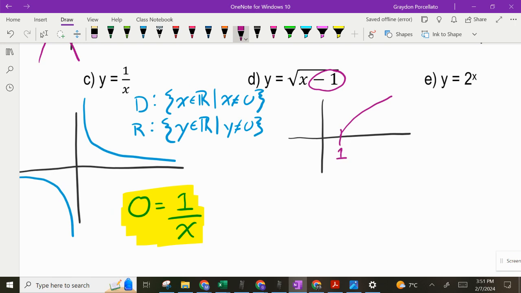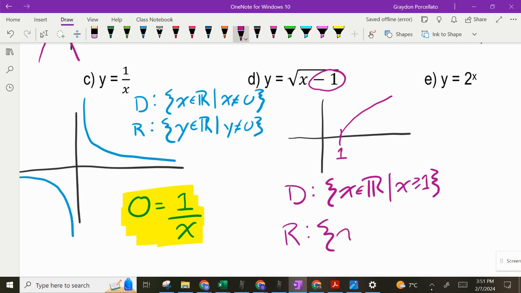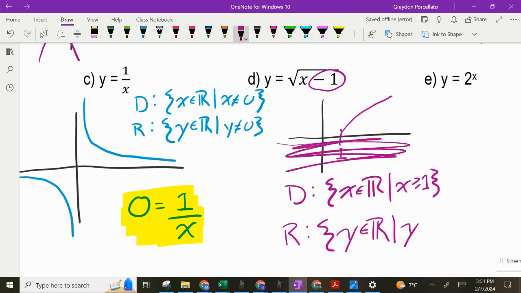So now we can write our domain and range of this graph. Our domain is going to be x is an element of all real numbers such that x is greater than or equal to 1. And our range is going to be, why do I say x? Y is an element of all real numbers such that y, and notice, look at our y's, it doesn't go anywhere down here. It's only greater than 0, so y is greater than or equal to 0. Okay?